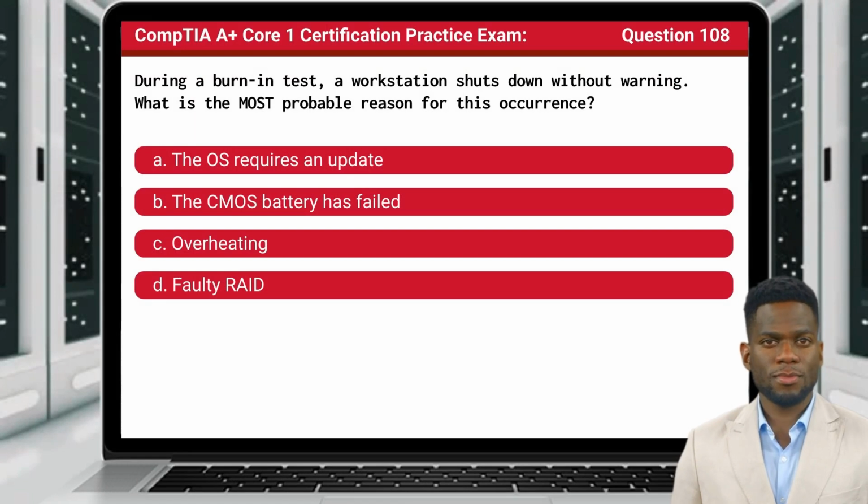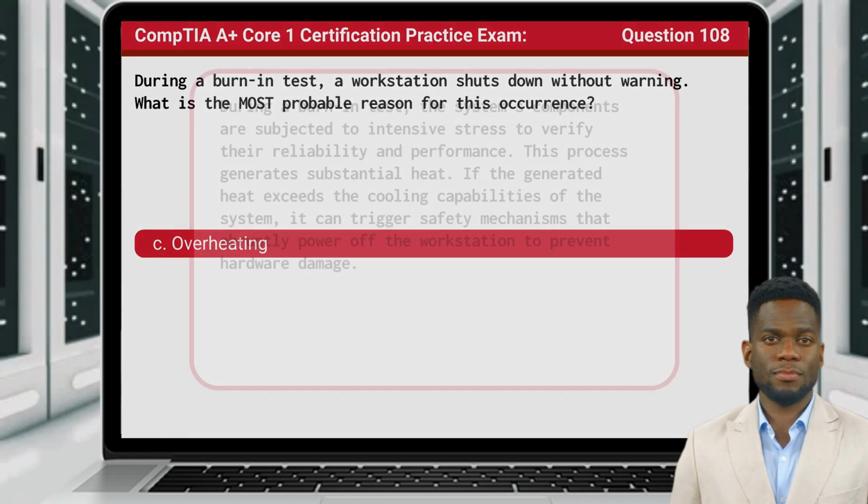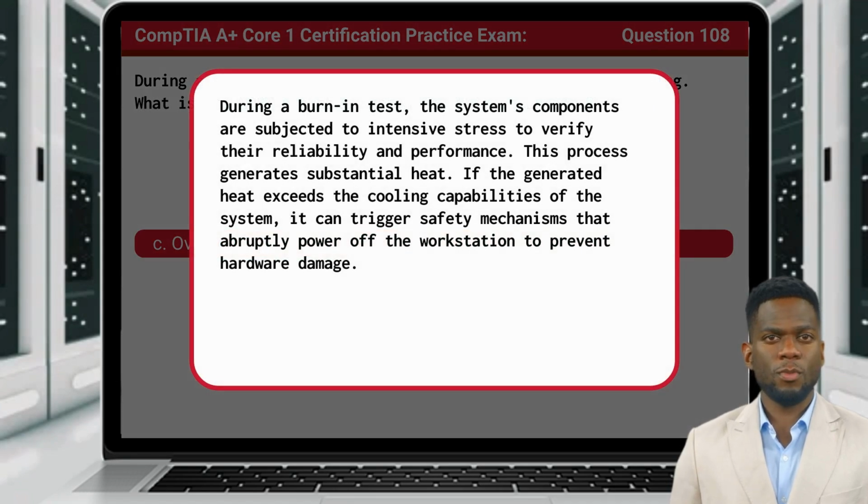Question 108. During a burn-in test, a workstation shuts down without warning. What is the most probable reason for this occurrence? The answer is C. Overheating. During a burn-in test, the system's components are subjected to intensive stress to verify their reliability and performance. This process generates substantial heat. If the generated heat exceeds the cooling capabilities of the system, it can trigger safety mechanisms that abruptly power off the workstation to prevent hardware damage.